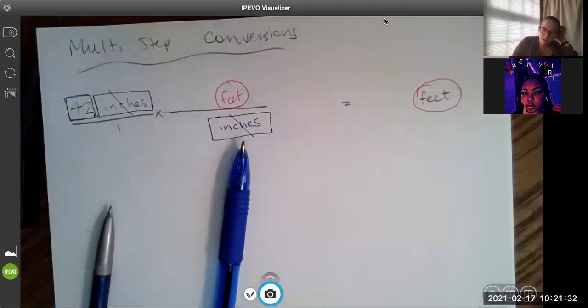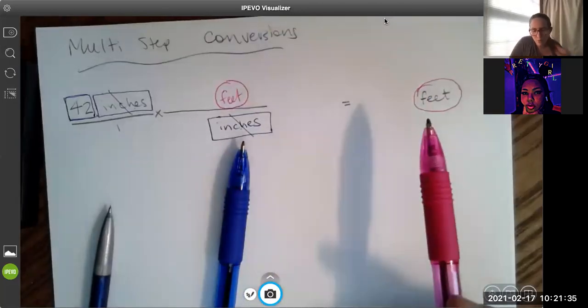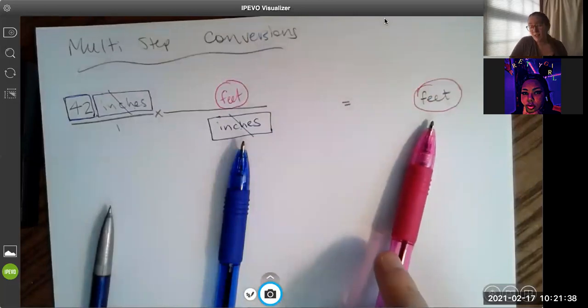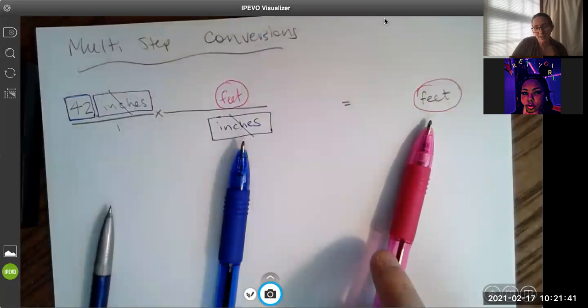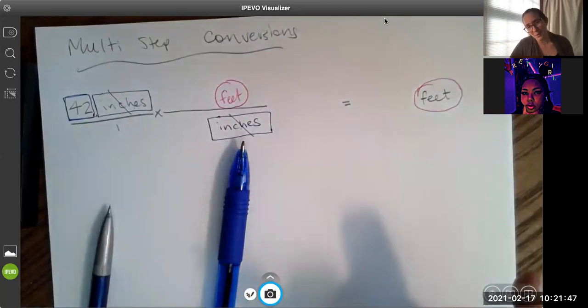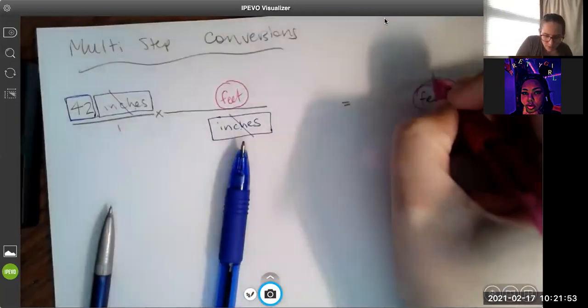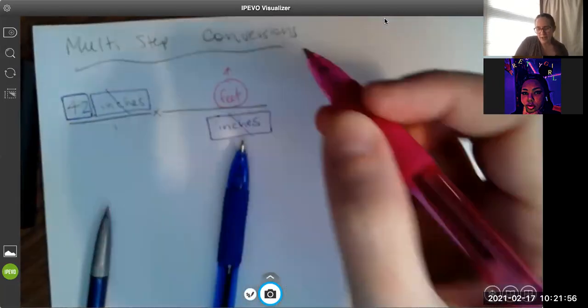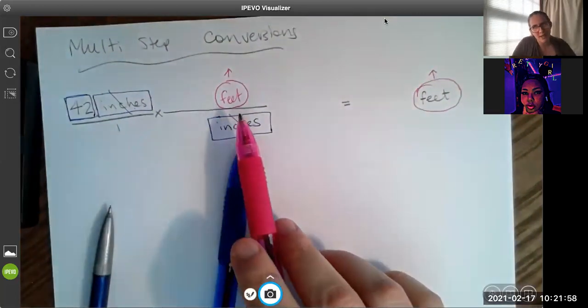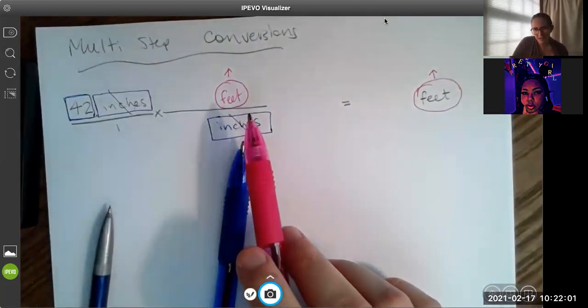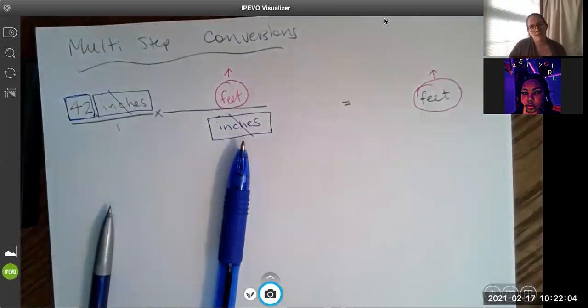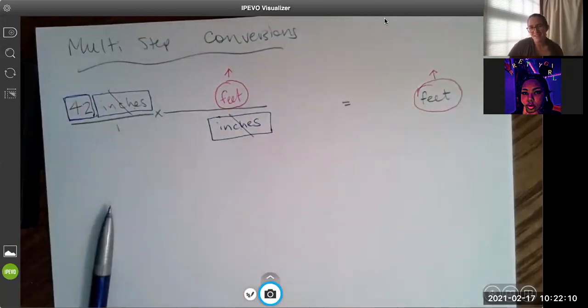And because we were saying, were we done before? No, because we want feet. And in order to get feet, we were trying to figure out if we wanted it on the top or the bottom. And we figured it out because we already had inches on the bottom. The other way that you could do it is you want feet, so your ending unit you want on the top of your last fraction. Once you've got it on the top of your last fraction, are we done? No. You still have to find the numbers.